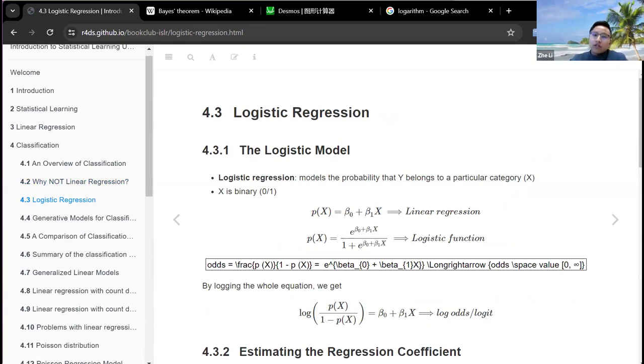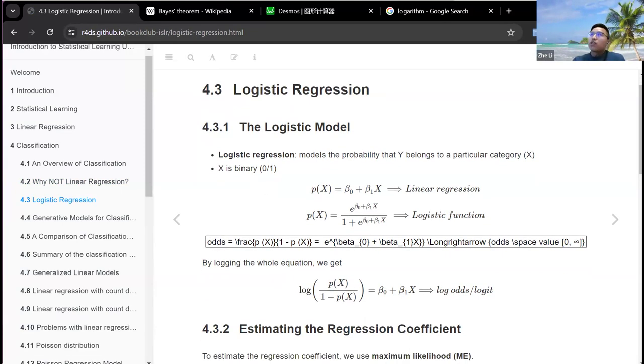So before I go into the logistic regression, are there any problems in terms of the first two sections? Okay, sure. Okay, cool.